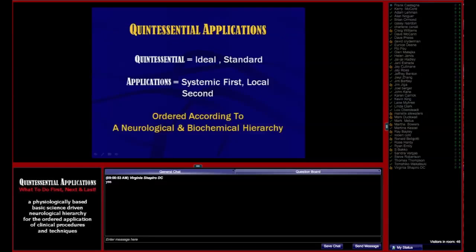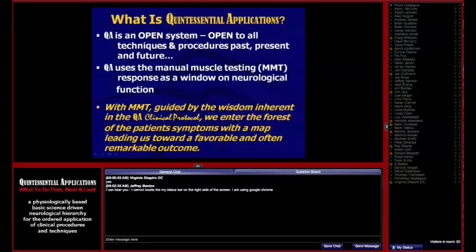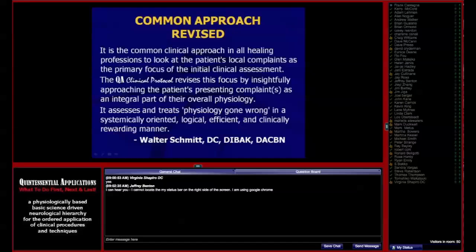So quintessential means ideal or standard in applications. Systems first, local second, ordered according to a neurological and biochemical hierarchy. It's an open system, open to all techniques and procedures past, present, and future. It uses the manual muscle testing response as a window on neurological function. With manual muscle testing, guided by the wisdom inherent in the QA clinical protocol, we enter the forest of the patient's symptoms with a map, leading us toward a favorable and often remarkable outcome.